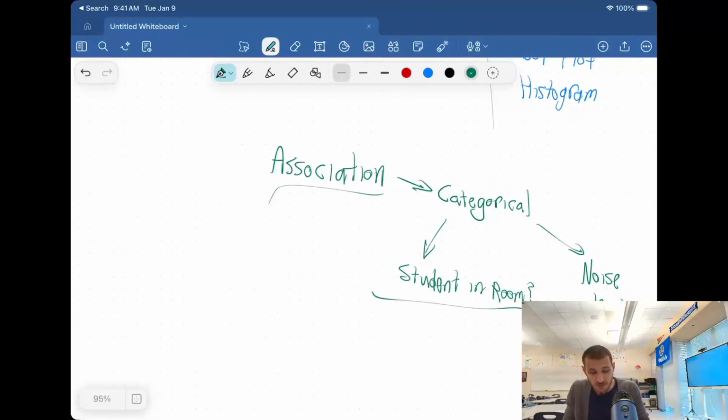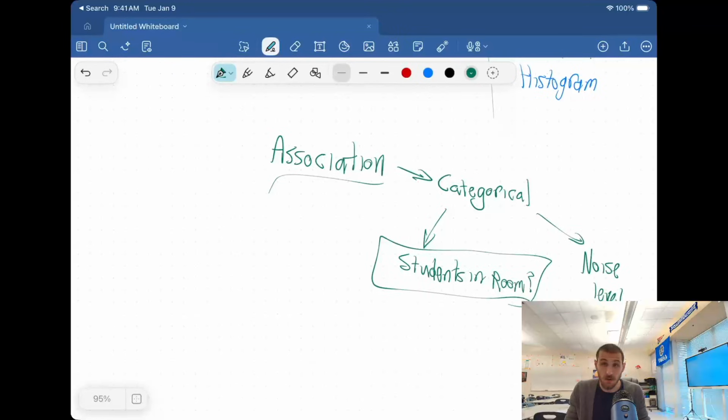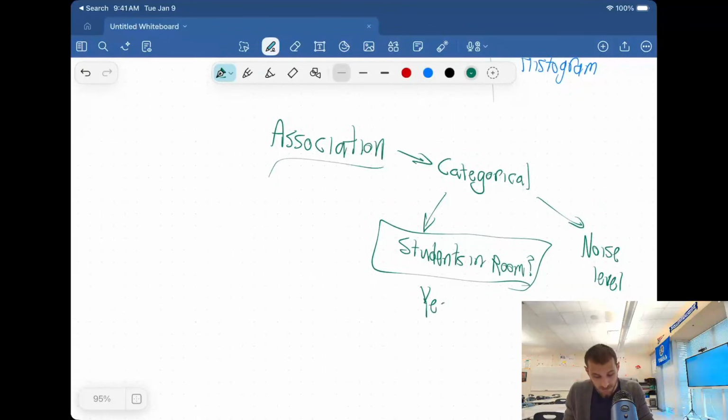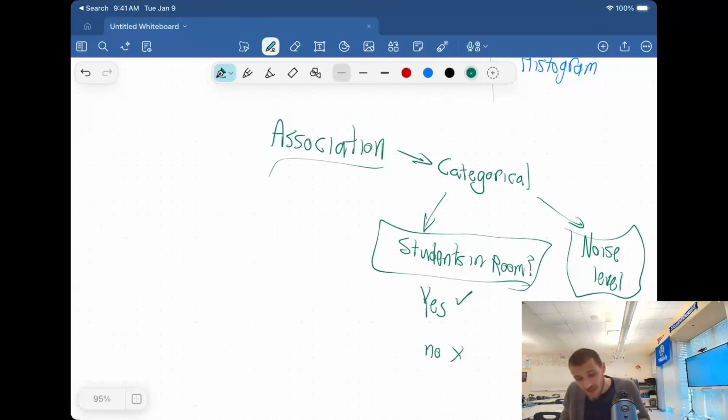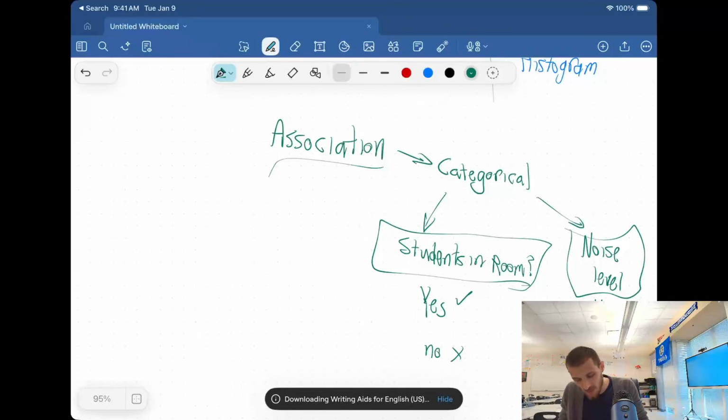Let's imagine that for students in room, to make it categorical, we would just say yes or no, right? Yes or no. So we have two options, it's one or the other. For noise level, again, to make that categorical, I'm not going to use decibels. If I use decibels, that would be quantitative. Instead, for noise level, we would just say noisy, average, quiet. I'll just do 3 for now, right? But we have those levels, right? Boom, boom, boom.